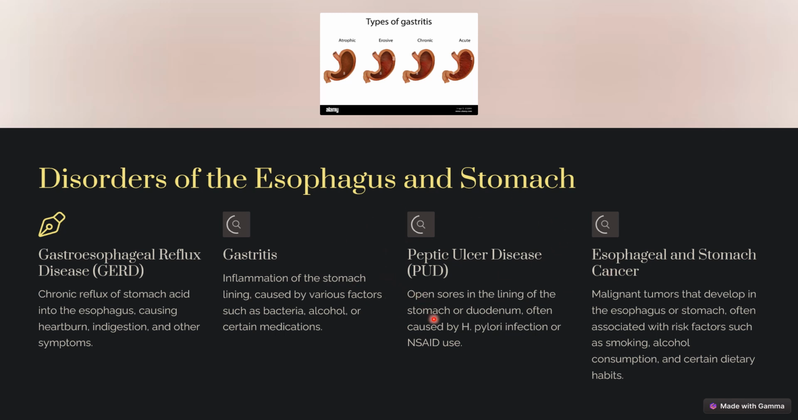Peptic ulcer disease. So open sores in the lining of the stomach or duodenum. Ulcer formation on the lining of the stomach or the duodenum, often caused by H. pylori infection or NSAID use. Next is esophageal and stomach cancers. Malignant tumors that develop in the esophagus and stomach, often associated with risk factors such as smoking, alcohol consumption, and certain dietary habits. So these are the very common disorders of the esophagus and stomach.